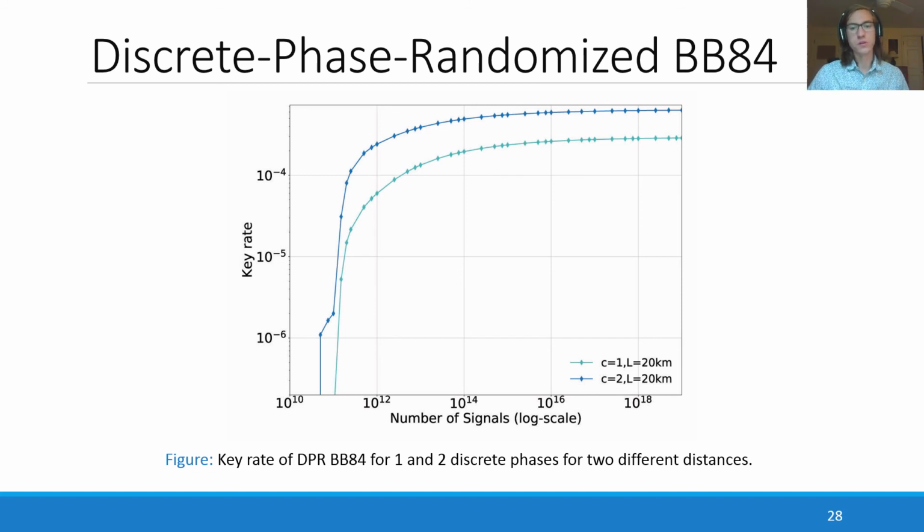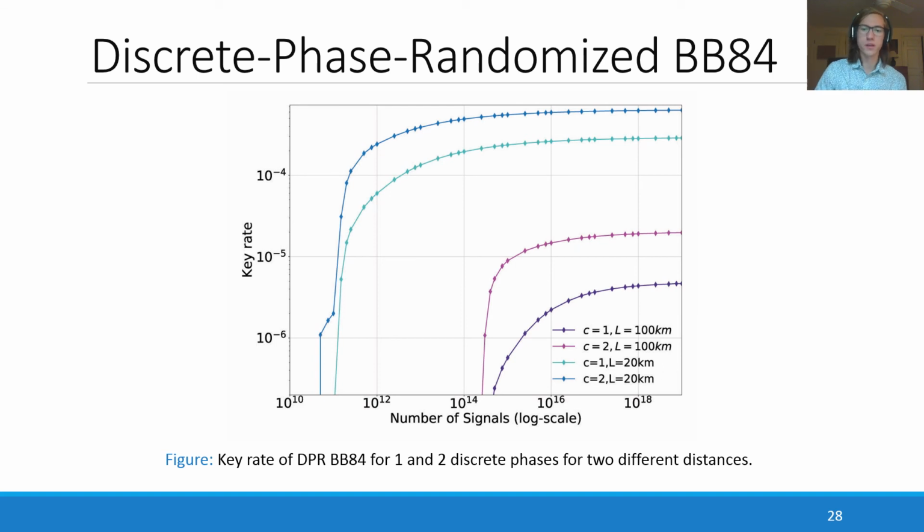requires quite a number of signals, and what this has to do with is that you need enough signals to get your set tight enough with respect to the loss in the channel. This can be better seen if you increase the distance, going from 20 kilometers to 100 kilometers: the loss in the channel goes up, and so the number of signals necessary to get a positive key rate also goes up.